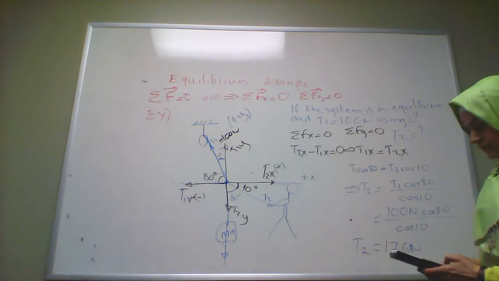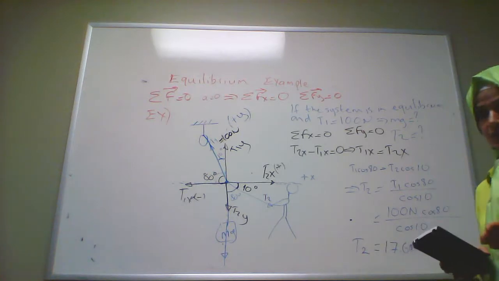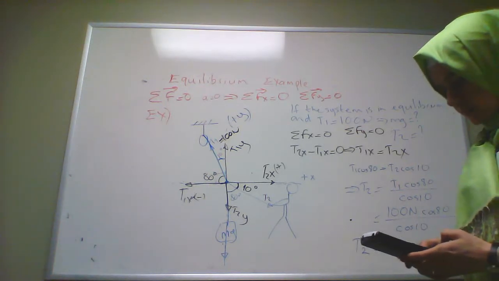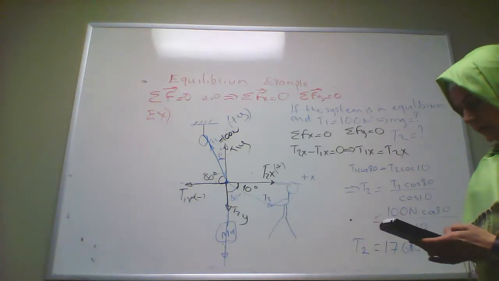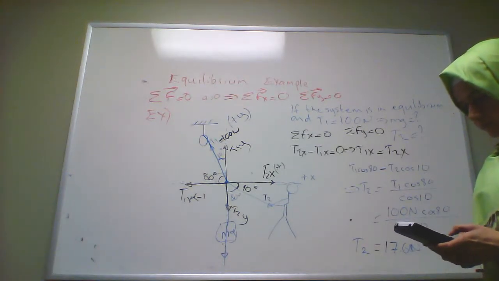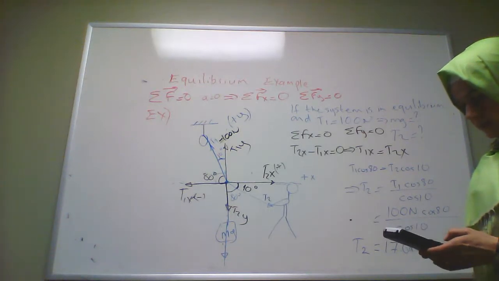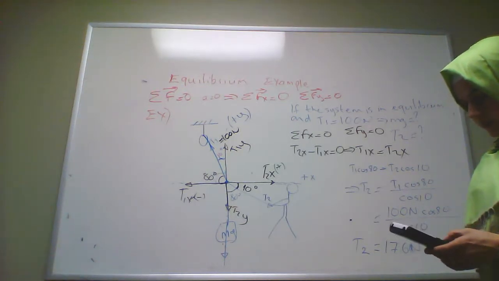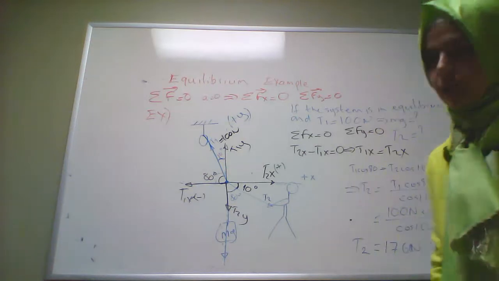So 100 times cosine 80 divided by cosine 10 will be equal to T2. Please you also do this so you will learn better and check my answers always. We're all human, we can make mistakes, it's better to check. Yes, 17.6 is the correct answer. Now I got my T2.